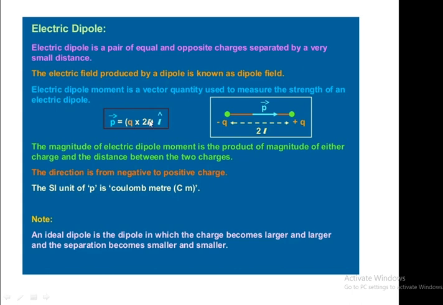Charge in the unit coulomb, distance in the unit meter. Clear? So we discussed the electric dipole and dipole moment. For today, this much is enough. In the next class, we have to discuss further about this dipole and its electric intensity. So in the next class, we will derive the expression for electric field intensity due to an electric dipole.